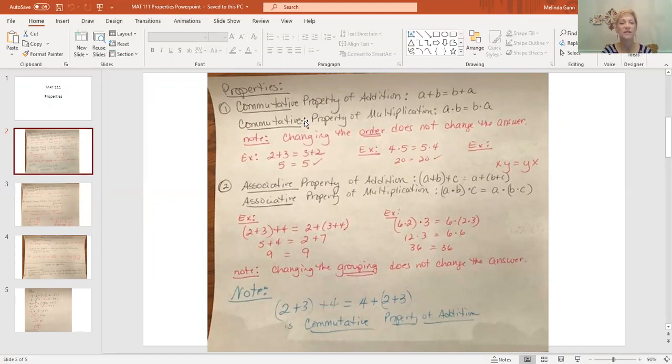All right. The same thing works on multiplication. A times B is the same thing as B times A. So 4 times 5 is 20, and 5 times 4 is 20. So in multiplication, or in addition, you can flip the order and the answer won't change.